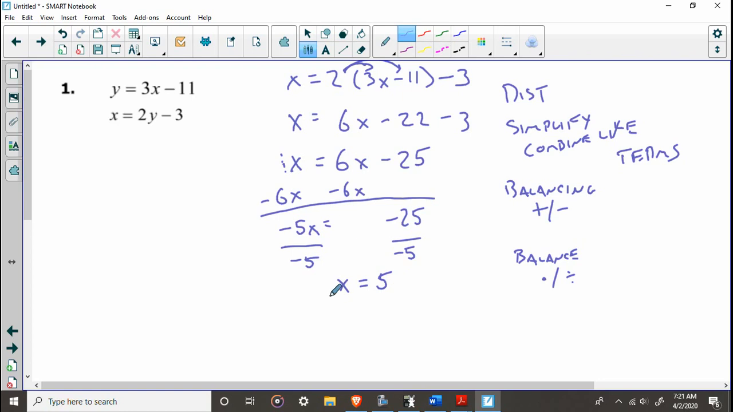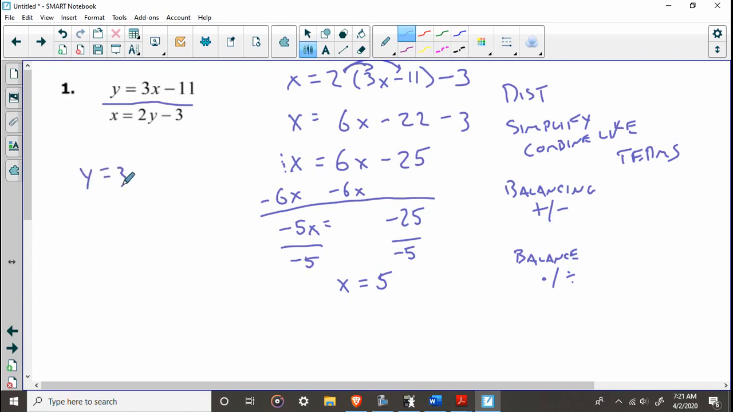Let's plug this back into one of these equations. Plug it back into the first one, because we're trying to find y. If I plug in 5, it's 3 times 5 minus 11, done. If I plug 5 into the other one, I'd have to move the 3 to both sides and divide by 2. Not the end of the world, but if you're trying to find y, this says y is equal to, and all I have to do is plug in for x. So let's plug that in.